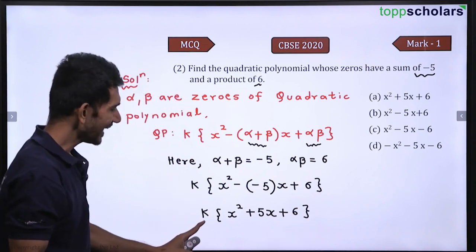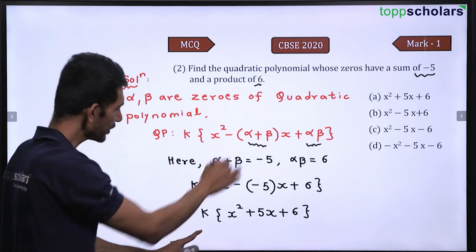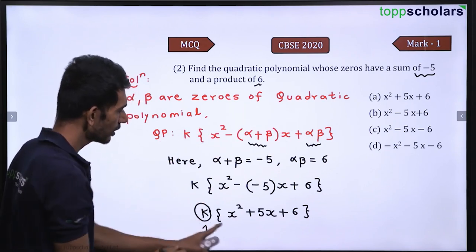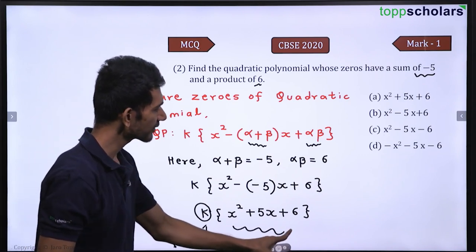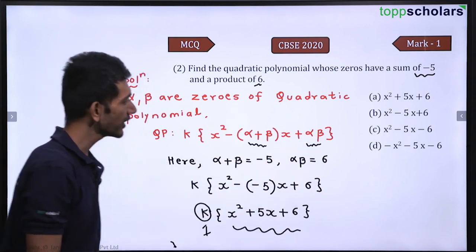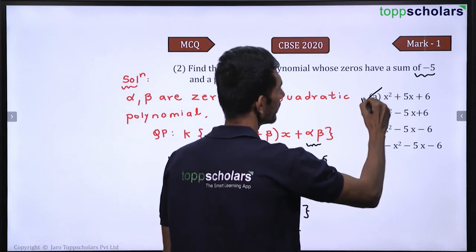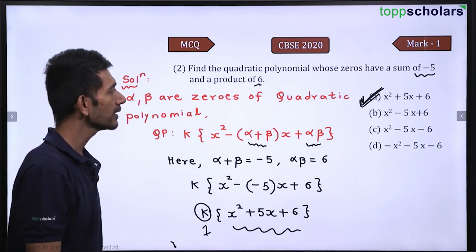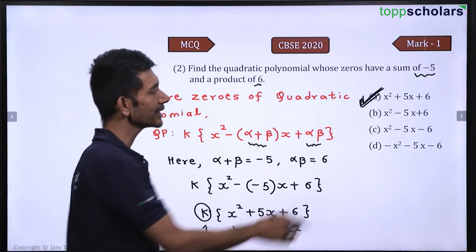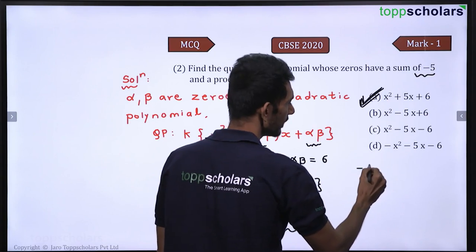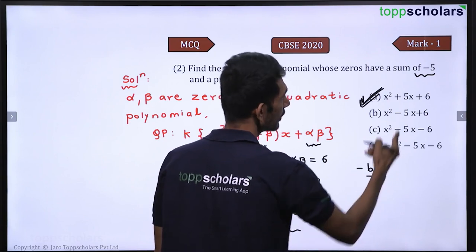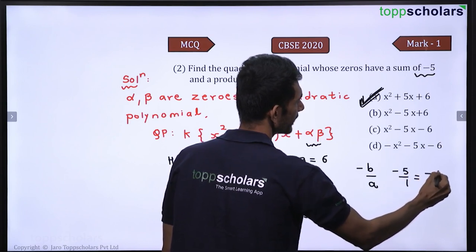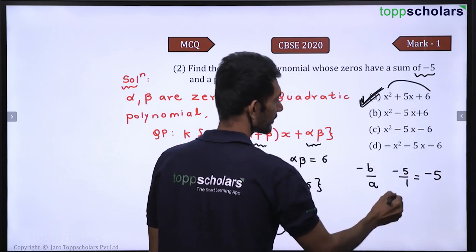Now see, k can be any constant. Here if you see the options, this k is anyways 1. So you can ignore k. X square plus 5x plus 6. Can you see this in the options? Check. Yes, option A. So option A is the correct option. X square plus 5x plus 6. Right? There is one more way of doing it. We know that the sum of the zeros is given by minus b by a. So here minus 5 by 1, which is minus 5. Product is c by a, 6 by 1.